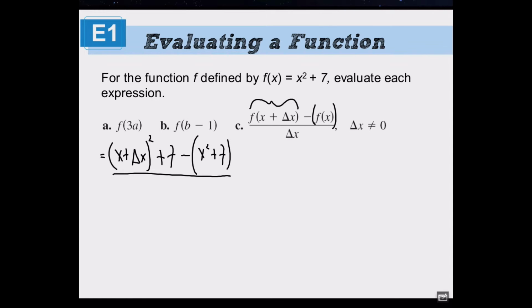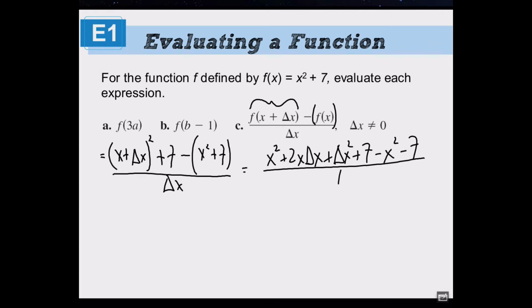And then all over, just plug in delta x. That's the easy part. Now the hard part, multiplying it out. Again, based on what we learned before, this becomes x squared plus 2x delta x plus delta x squared plus 7 minus x squared minus 7, all of that over delta x.